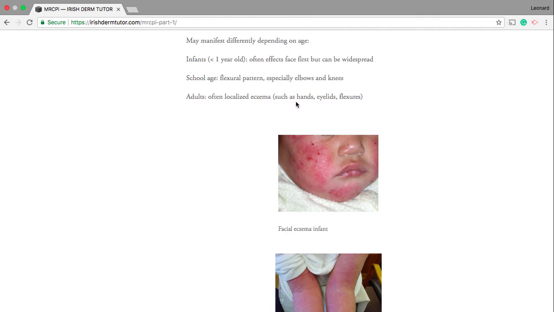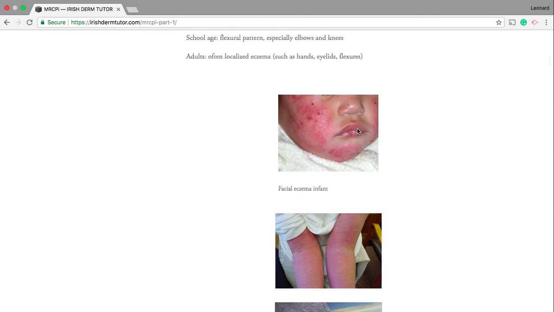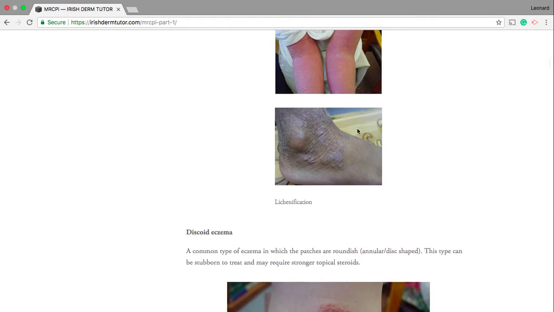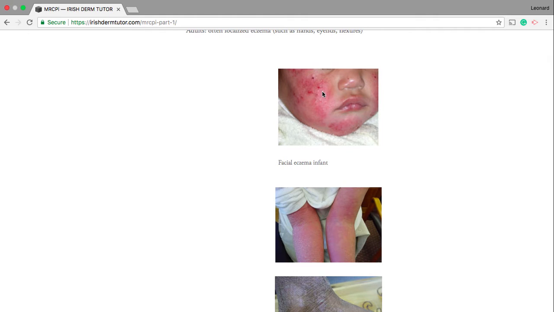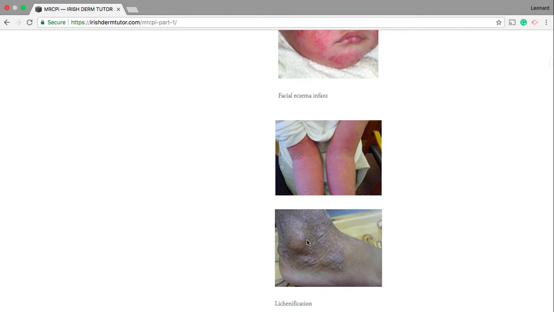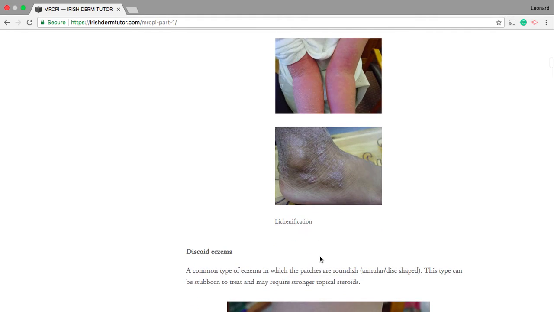And in particular, the hands are often affected, around the eyelids can be affected, and then of course the flexural areas also. So here's just some images. Here's an infant with eczema particularly affecting the face. There's the erosions I was talking about. This is probably a school-age child, possibly, and it's almost in a more flexural area, and again it's a red scaly rash. And here's the lichenification, the thickened skin with exaggerated skin markings.